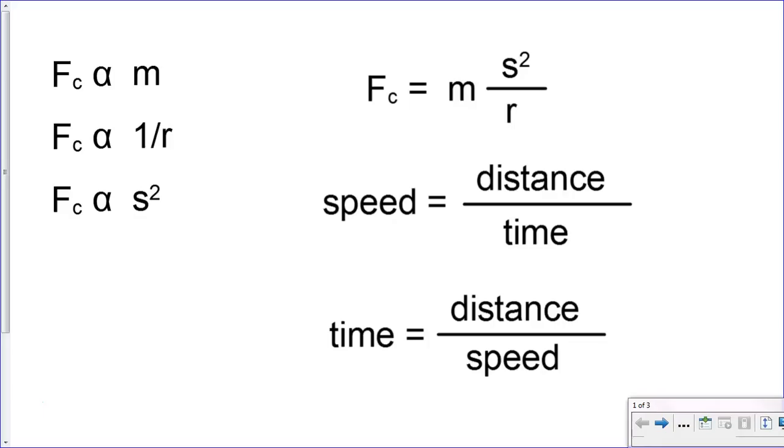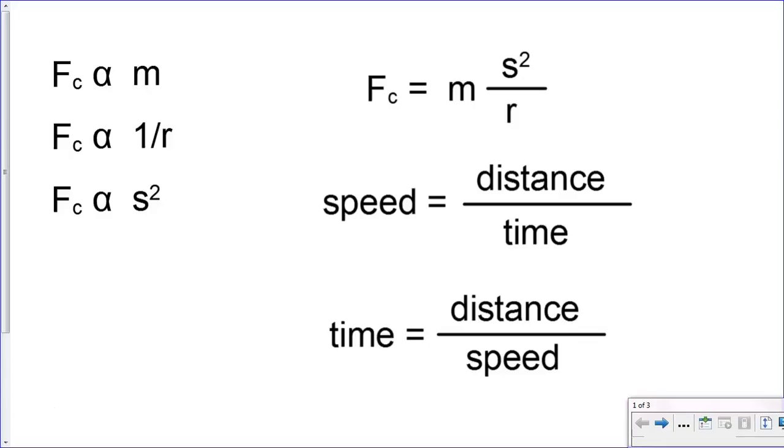The radius, however, is inversely proportional to the centripetal force. So if we increase the radius, we are actually decreasing the centripetal force, and it works also as multiples here. So if you're doubling the radius, you're cutting the centripetal force in half. If you triple the radius, you're cutting the centripetal force to 1/3. If you quadruple the radius, you are cutting the centripetal force to 1/4. All right, I could keep going. 10 times the radius, 1/10 the centripetal force.